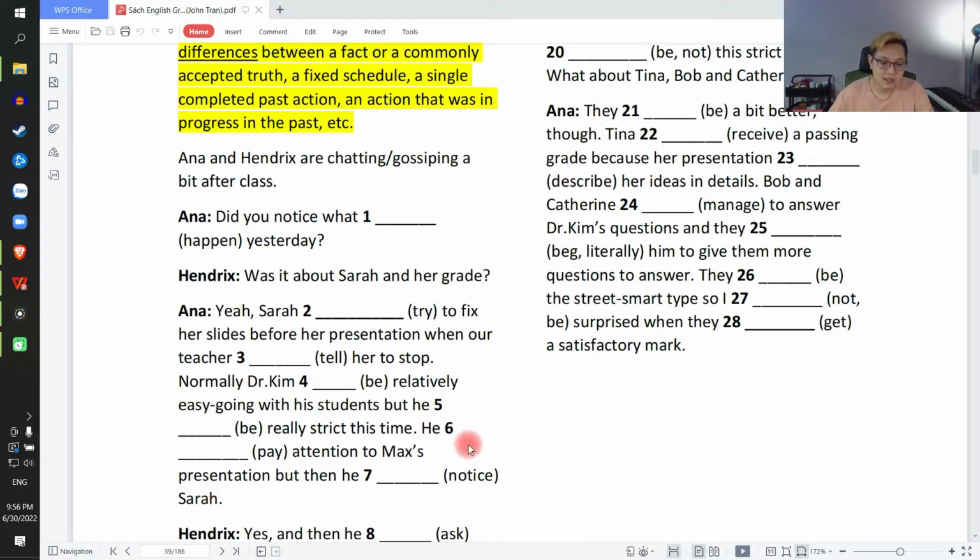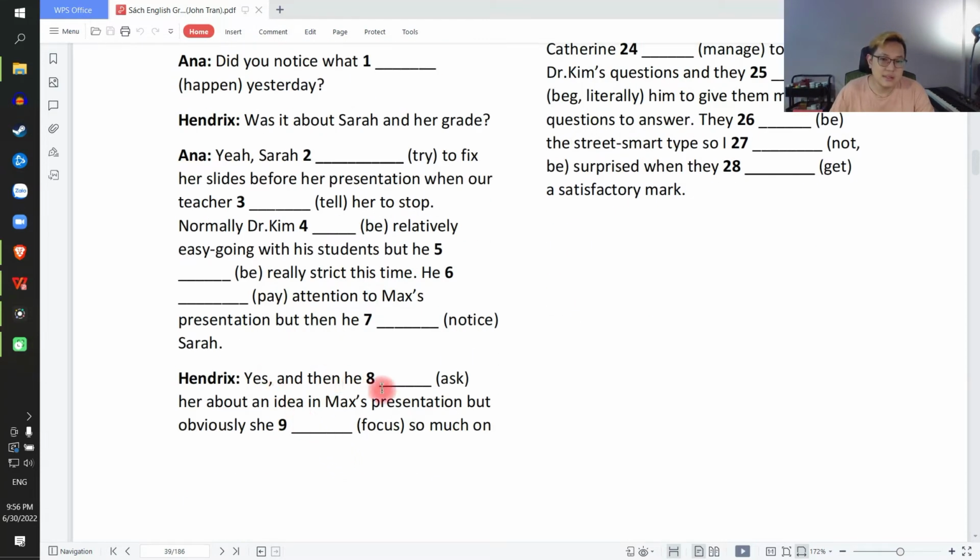Cái số 6 này nó cung cấp một cái bối cảnh nền hay là một cái hoàn cảnh để cho cái hành động số 7 này nó diễn ra, là cho nên số 6 sẽ là quá khứ tiếp diễn và số 7 là quá khứ đơn. So number 6 was paying. Number 7 noticed Sarah. Thầy đã đang chú ý đến cái bài trình chiếu của Max, nhưng mà sau đó là thầy lại nhận ra được Sarah.